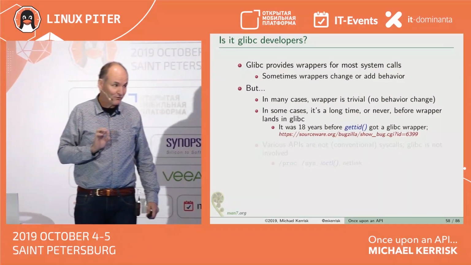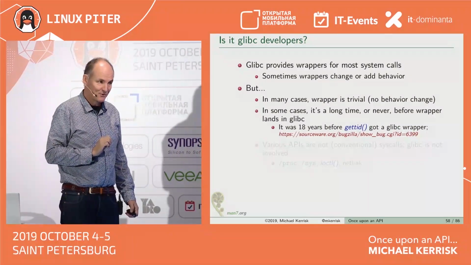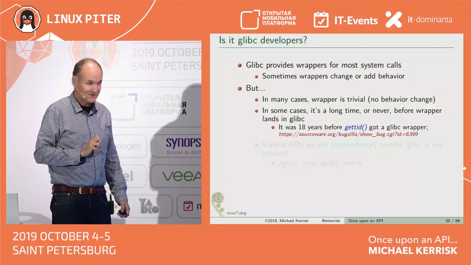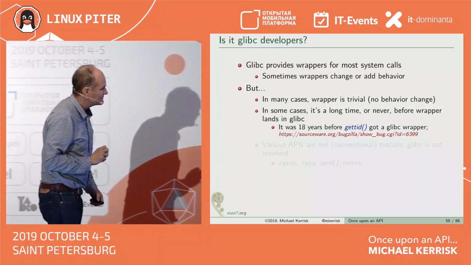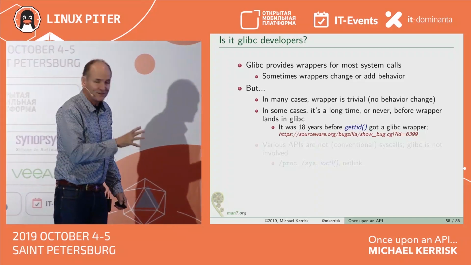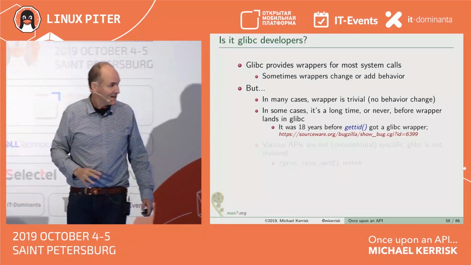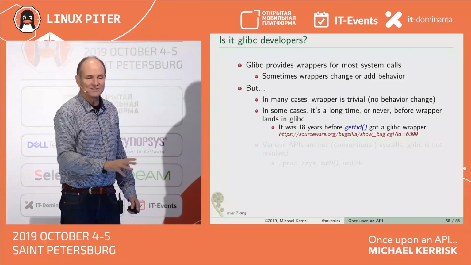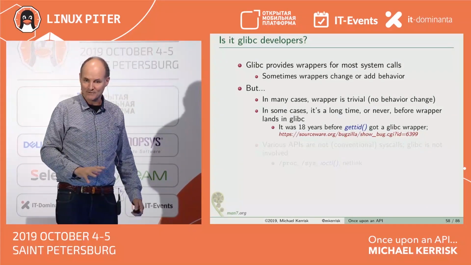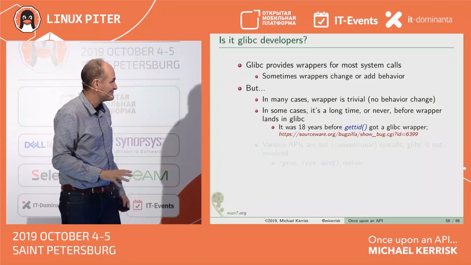Sometimes it's an awfully long time before an API gets a wrapper in the C library. I think it was last year or this year? Certainly very recently, gettid, after 18 years, earlier this year, finally got a wrapper function in glibc, 10 years after I made the bug report.